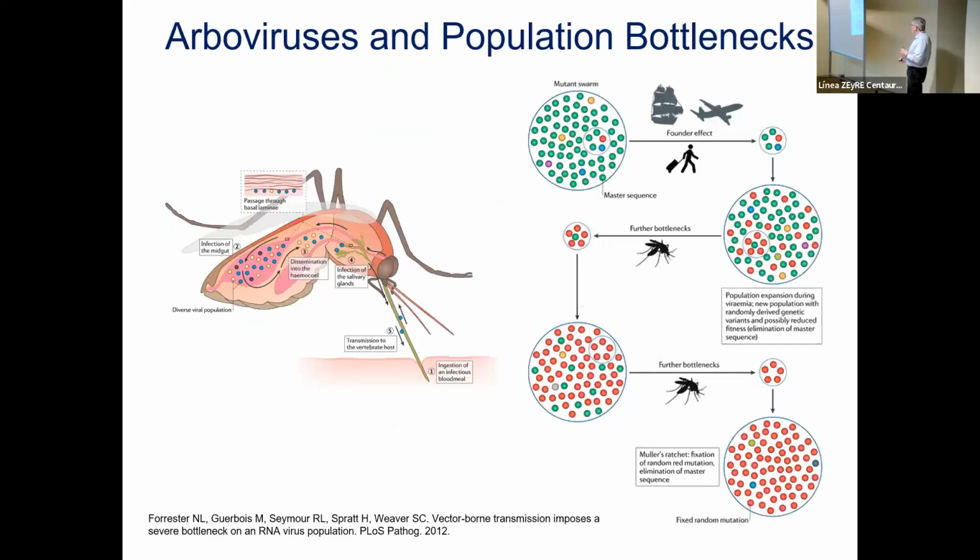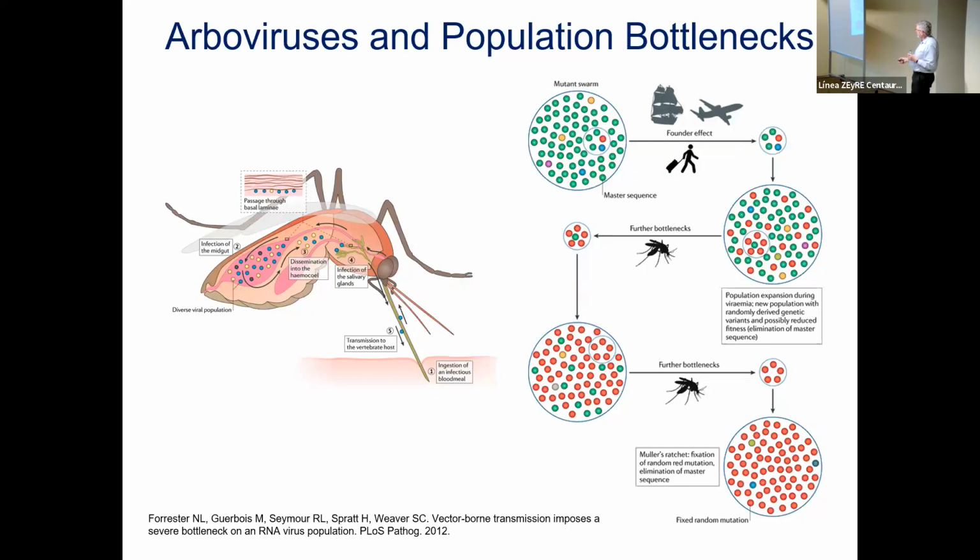And so we've done a lot of work over the years to look at these population bottlenecks for arboviruses. And we found that especially during the mosquito infection, there are several major bottlenecks that reduce the virus population. The first one is when the mosquito ingests the virus, it has to infect the midgut here, and that's a very inefficient process, usually for chikungunya. No more than 5 or 10 virus particles initiate that infection in a very small number of epithelial cells. So that's a major bottleneck.